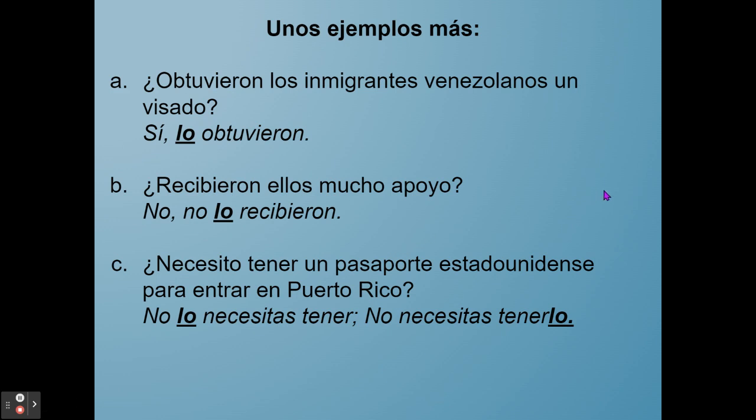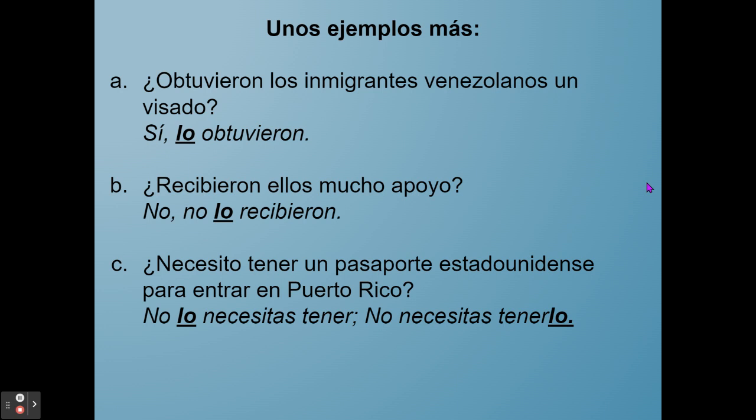So what you're going to do now, once again, and this is a question and answer, so it's a little more complex than what you'll have to do on the next page. ¿Obtuvieron los inmigrantes venezolanos un visado? Did the Venezuelan immigrants obtain a visa? Un visado is your direct object in the question. Sí, lo obtuvieron. Yes, they obtained it or they got it. Lo being the direct object pronoun, replacing un visado in your answer.